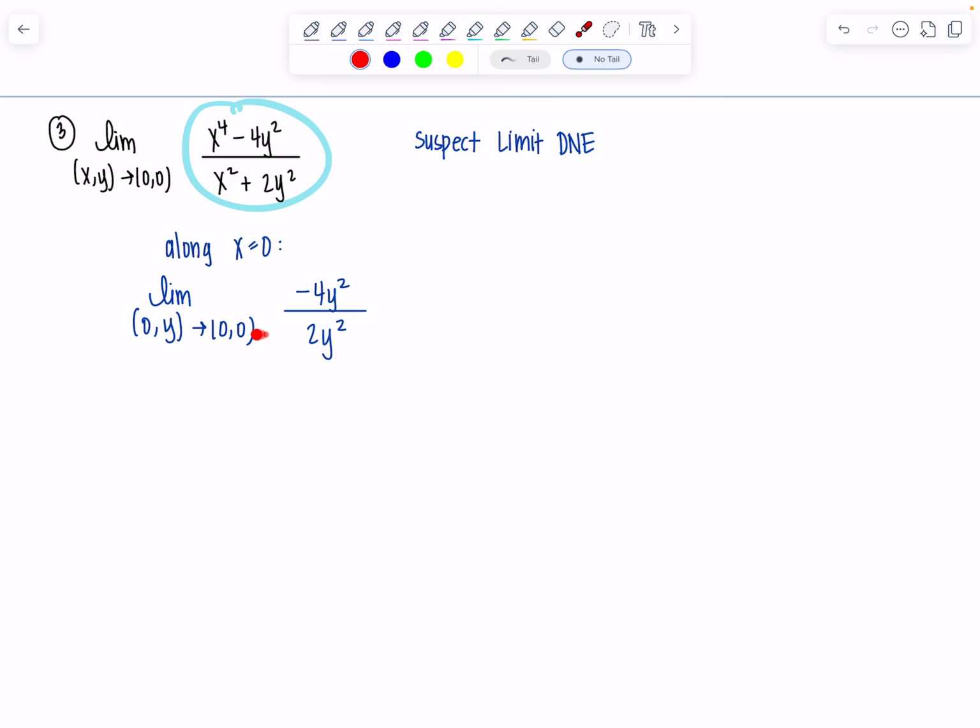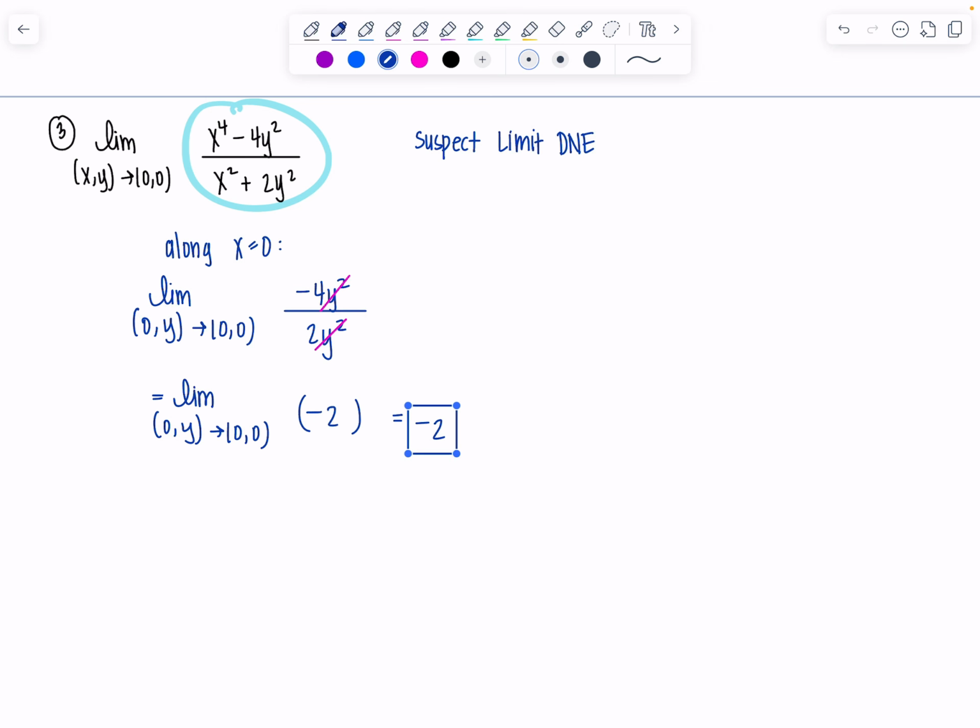Don't get so excited that you start plugging in 0 for y, because you're just going to get an indeterminate form again. But if I simplify this expression here, y squared cancels, and then negative 4 divided by 2 is negative 2. So you always clean all that up first, and then you go, oh, I'm left with negative 2. And so it doesn't matter where these are going, this is a constant, and the limit of a constant is always just itself. Okay, so that's the value of the limit along x equals 0.